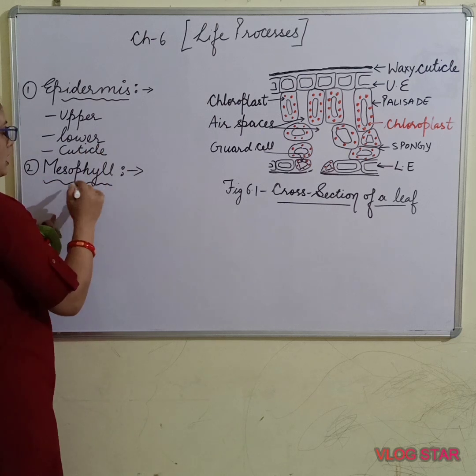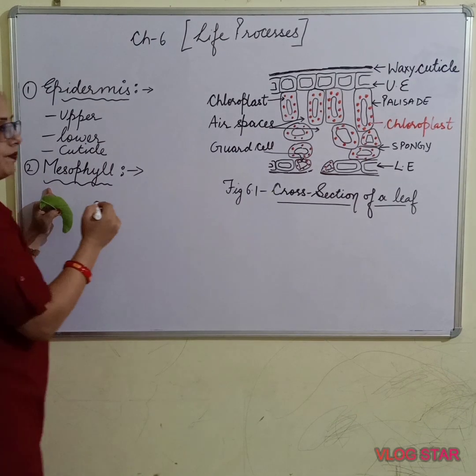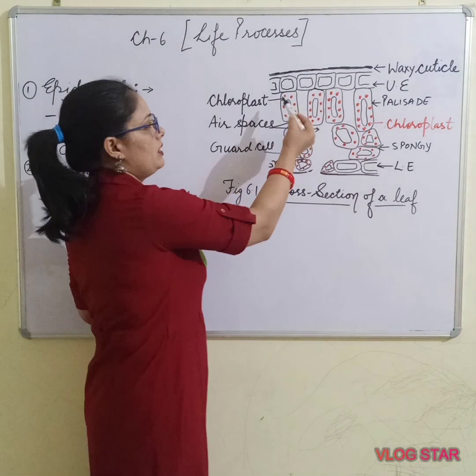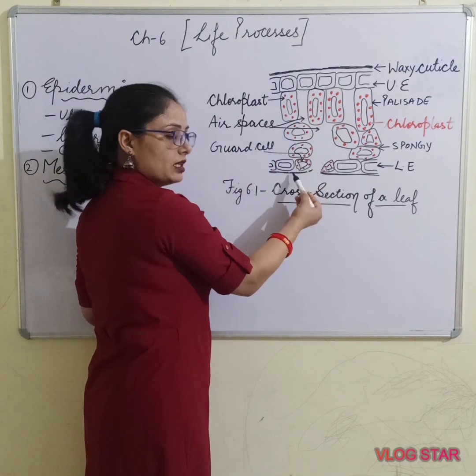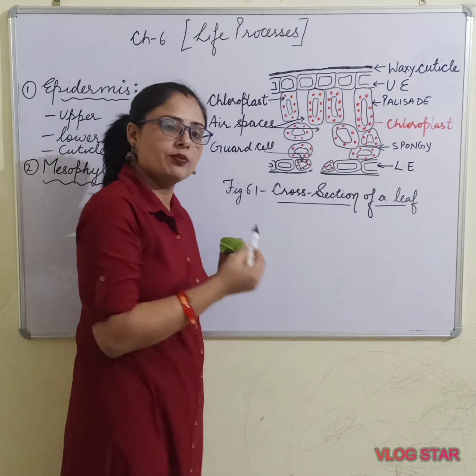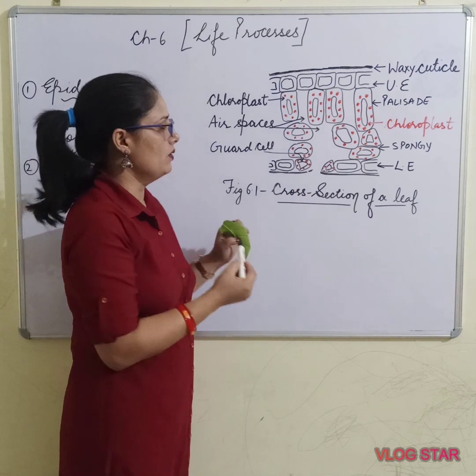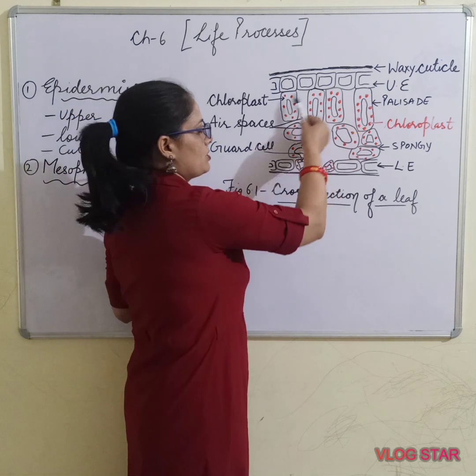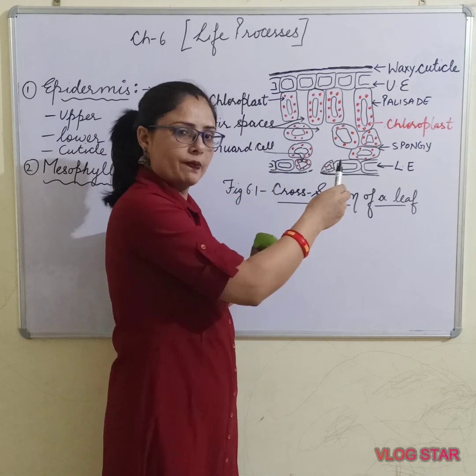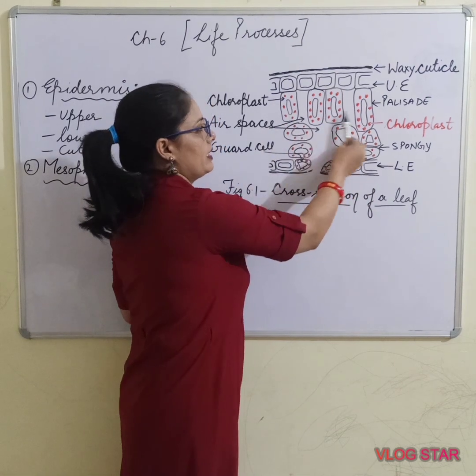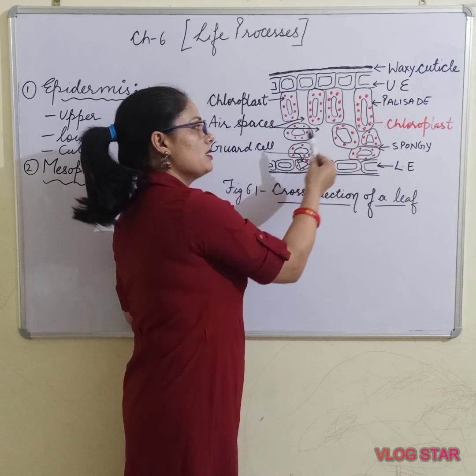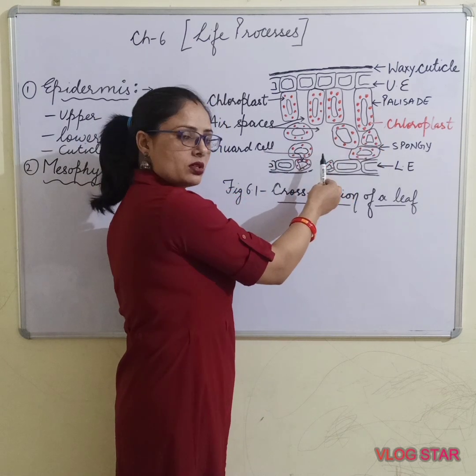Fine. Now we come to the second, mesophyll. So what is mesophyll? The whole tissue present between the upper epidermis and the lower epidermis is called mesophyll tissue. Now as you can see, this structure is not even. Why not even? Because some cells are elongated in shape, some are oval and round.